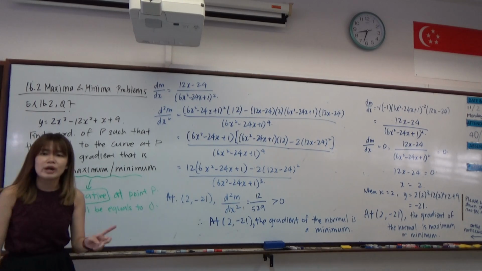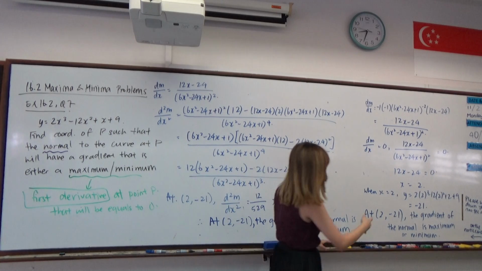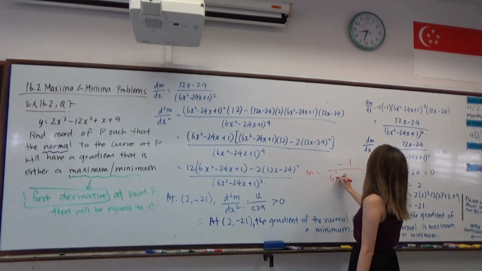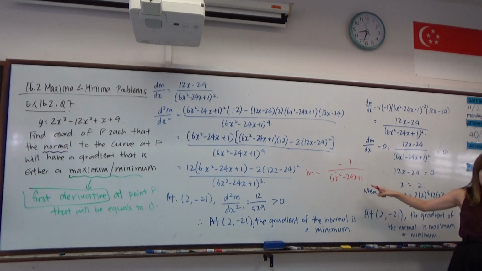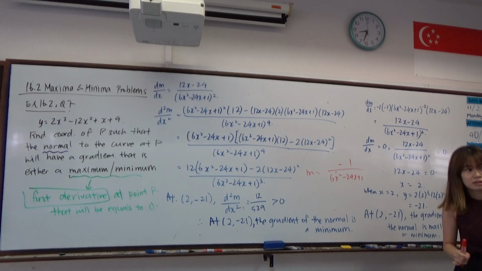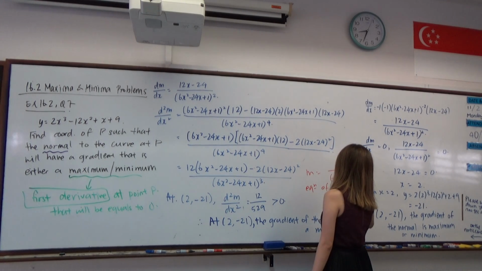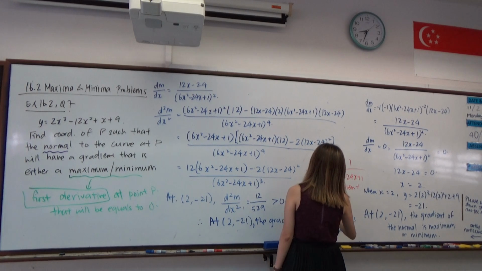We only have the equation for the gradient of the normal, which is the one that was expressed as m equals to something. Okay, the one m equals to negative 1 over 6x squared minus 24x plus 1. This is the equation for the gradient, but it's not an equation for the normal. You understand? This is the equation of the gradient, not the equation of the normal.